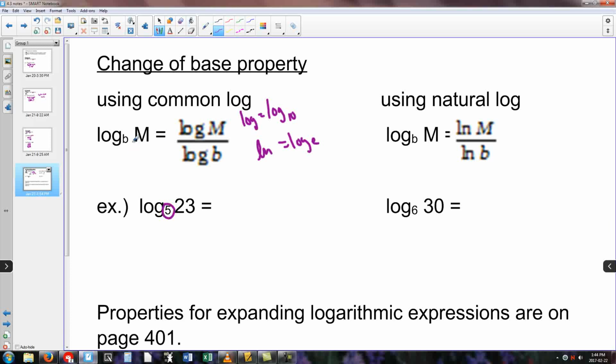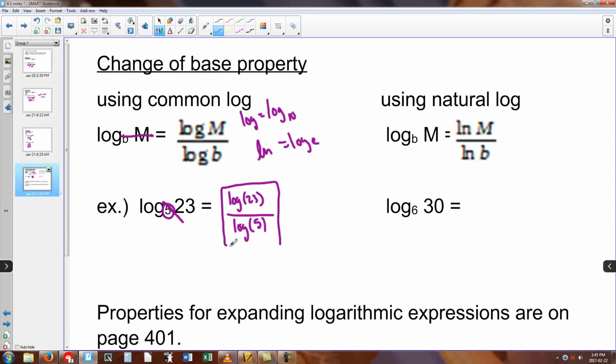So the way we do it is you can almost draw a division line in, and m is on the top half, b is on the bottom half. So if you just kind of draw a division bar in like this, 23 will go on top, 5 will go on bottom. Both of them get their log. So log of 23 over log of 5. Now these are both base 10 now, so they can both use the calculator, and that becomes an easier problem to solve.